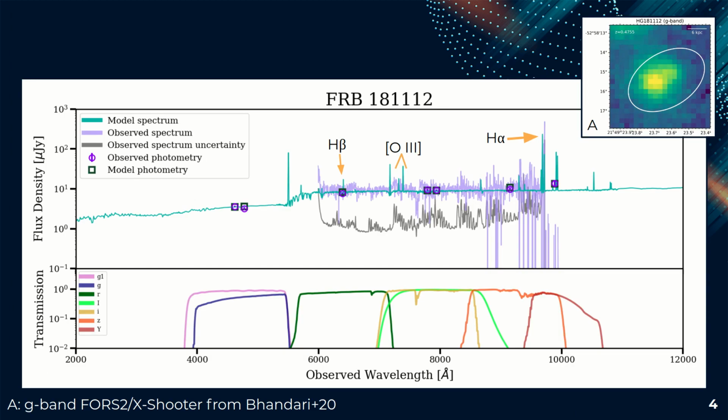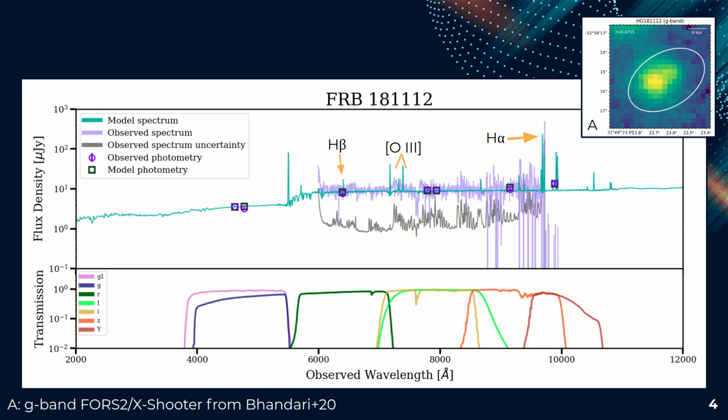This is a Prospector SED output for FRB 181112, and an image of the host galaxy from Bhandari et al. 2020. What you see in the top panel is the observed photometry and spectrum in purple, and the model photometry and spectrum in green. The bottom panel shows the respective transmission curves.